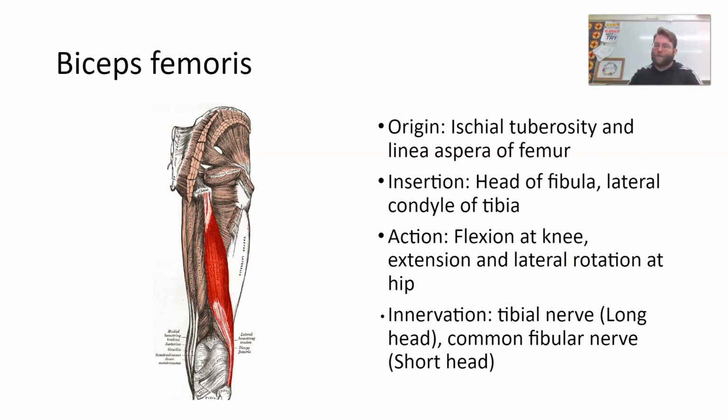When you fire that muscle, it's going to cause flexion at the knee. You're going to bring the knee up. And it's going to allow for extension and lateral rotation. So when you think about isolating it, it's like you're taking your knee and rotating it out like this, that lateral motion. And that's your biceps femoris.